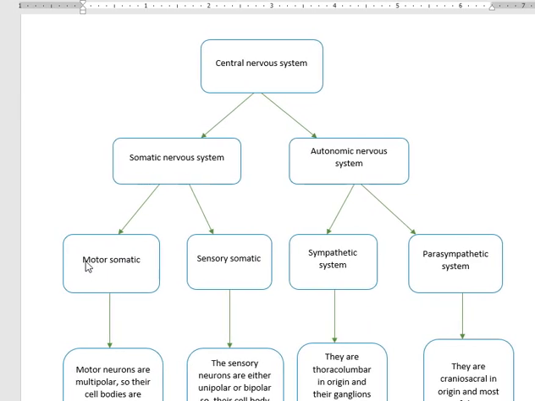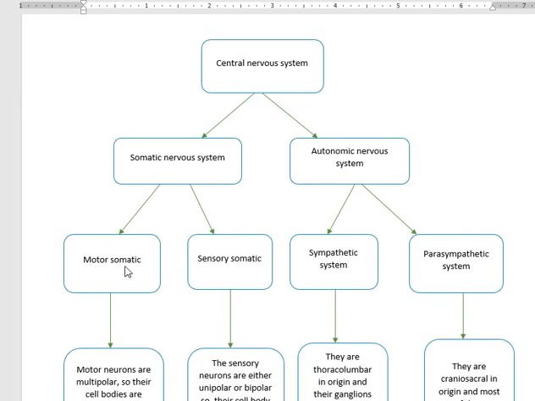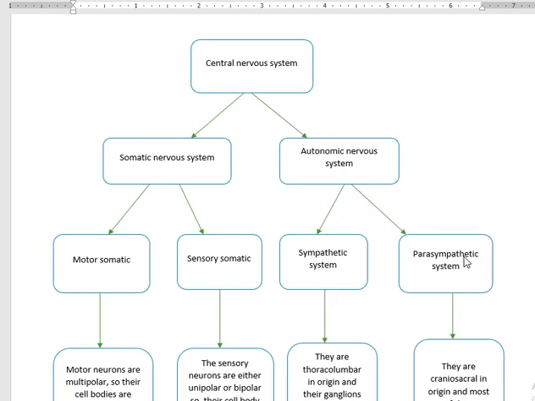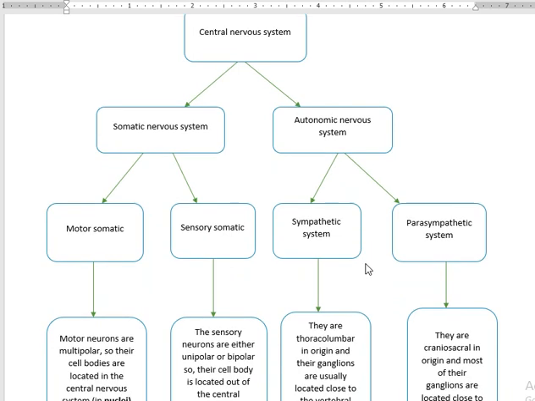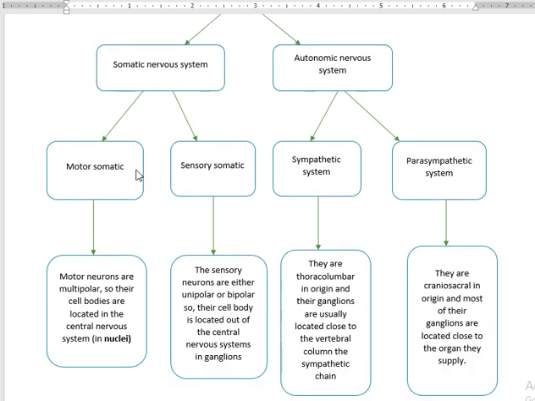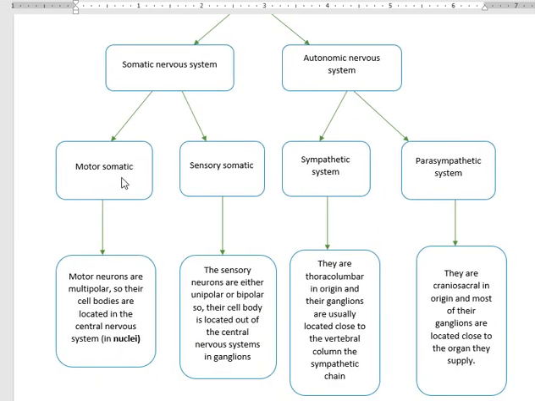Now, the next one we have is motor somatic. You need to know that the somatic nervous system is divided into two main parts. We have a motor component and we have a sensory component. And the autonomic nervous system is divided into two main parts: the sympathetic system and the parasympathetic system. Now, important points come around when you want to study each of these different divisions.